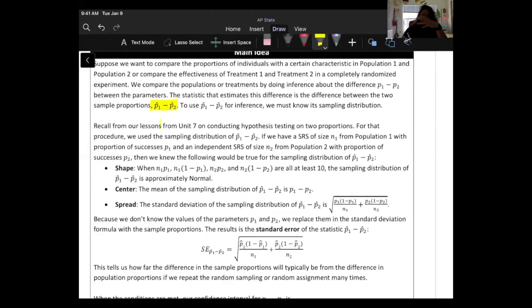So for this part, I'm going to stop reading from the main ideas and just talk to you about what these things mean. The shape is talking about the conditions. Remember that we have to check n1 times p hat 1 and n1 times 1 minus p hat 1, and the same thing with our second sample, and make sure that they're at least 10 or greater. We do that because we want to see if p hat 1 minus p hat 2 is going to be normal. So that part is our conditions.